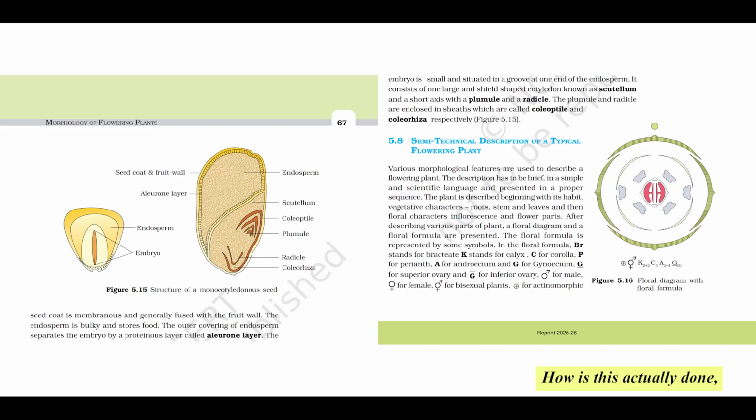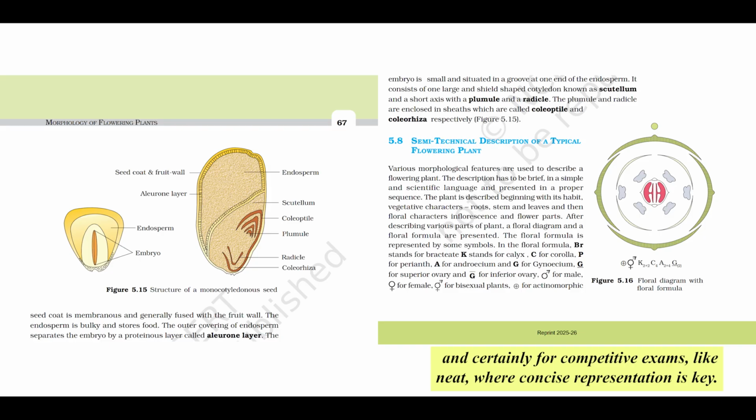How is this actually done, and what exactly are these floral diagrams and floral formulas that seem so crucial for classification in exams? This section is extremely important, especially for your practical examinations in biology, for higher-level identification in botany, and certainly for competitive exams like NEET, where concise representation is key. It's all about presenting the morphological features of a flowering plant in a concise, scientific, and systematic way that allows for clear identification and easy comparison between different plant groups.